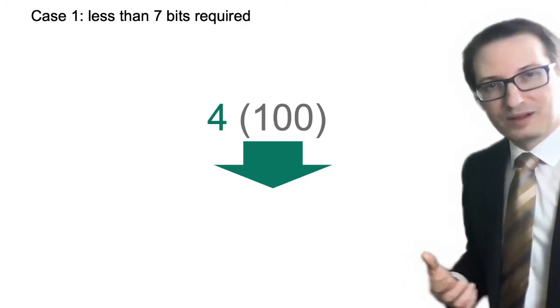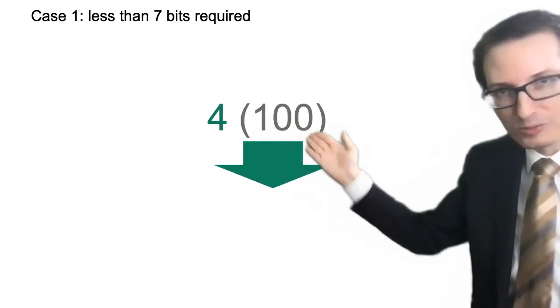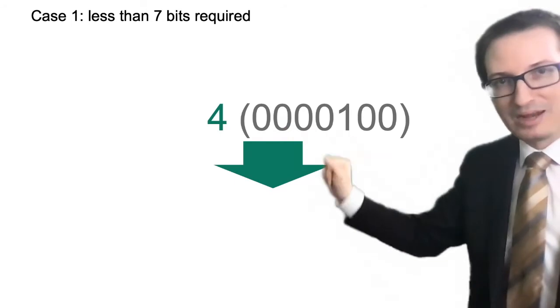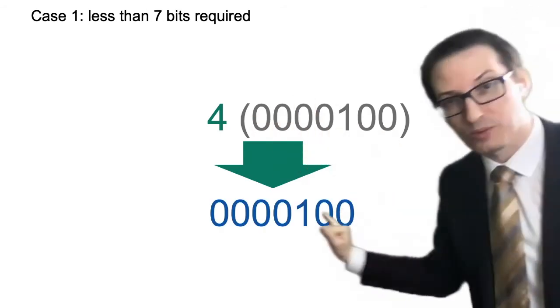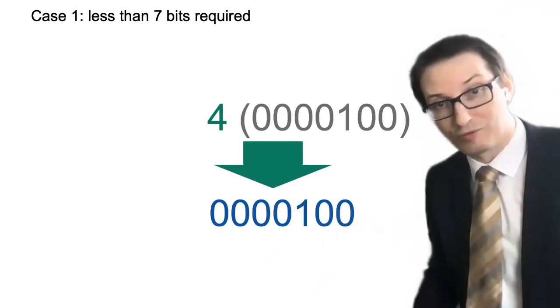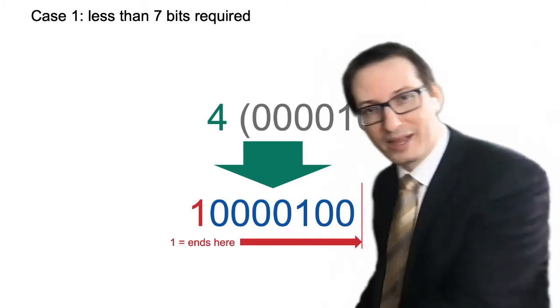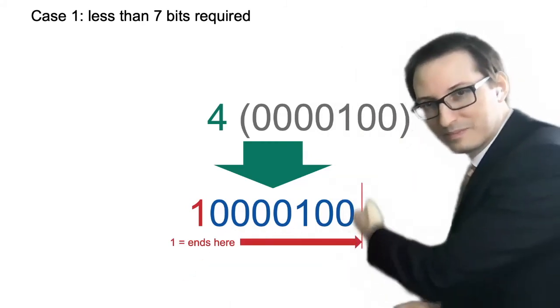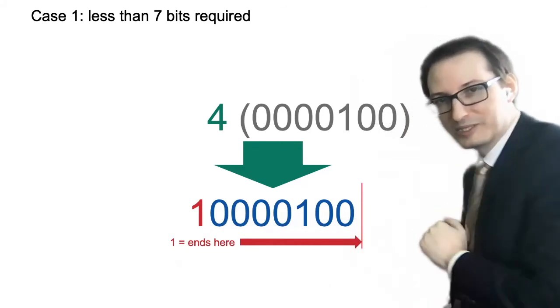Let's take the number 4. In base 2, the number 4 is 100, right? So let's put a few more zeros in front to make it 7 bits. Now I have 7 bits, so I encode my 7 bits like that, the number 4. And in front, I put a 1, and the 1 tells me, okay, it ends here. Right, so this is why it ends. If I see a 1, then I know that's all there is.